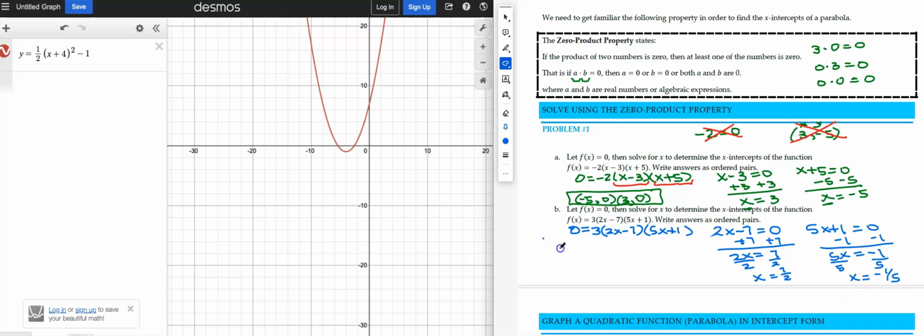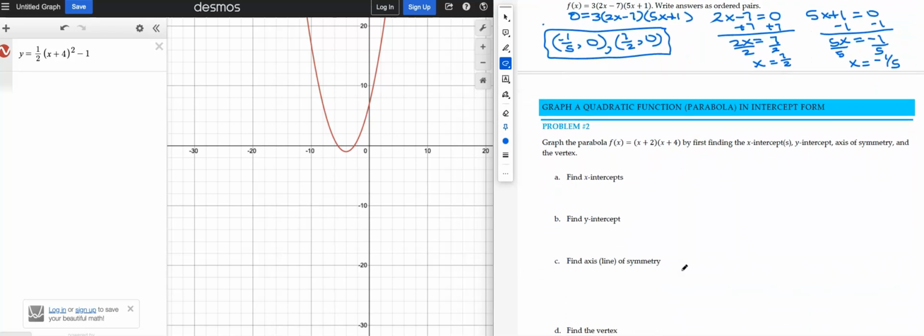But again, we've got to write our answers as ordered pairs. Put a comma in between that too. So tell me what one of the points is going to be. -1/5, 0. And 7/2 and 0. Awesome. Do you see how having it in this form is super easy to pick out where those x-intercepts are? So we like that because x-intercepts tell us a lot about a graph.